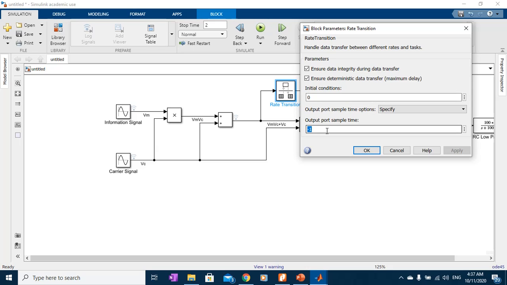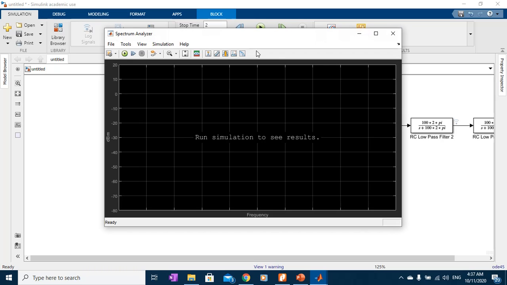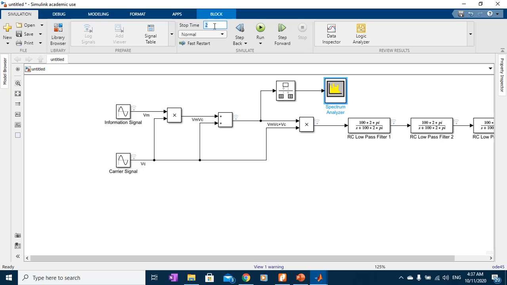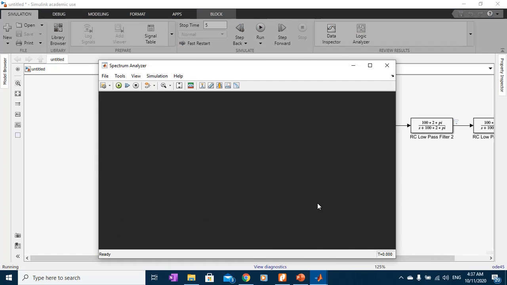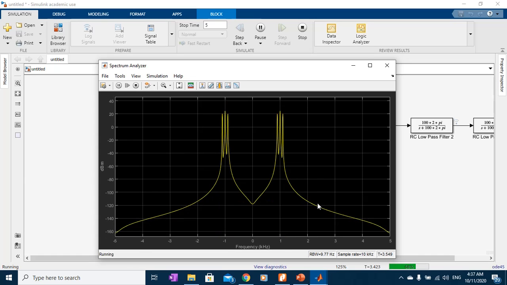The output port sample time can be set to be equal to our high frequency. For this case is the carrier signal. Finally, the spectrum analyzer requires high number of samples. Then we need to increase our stop time.